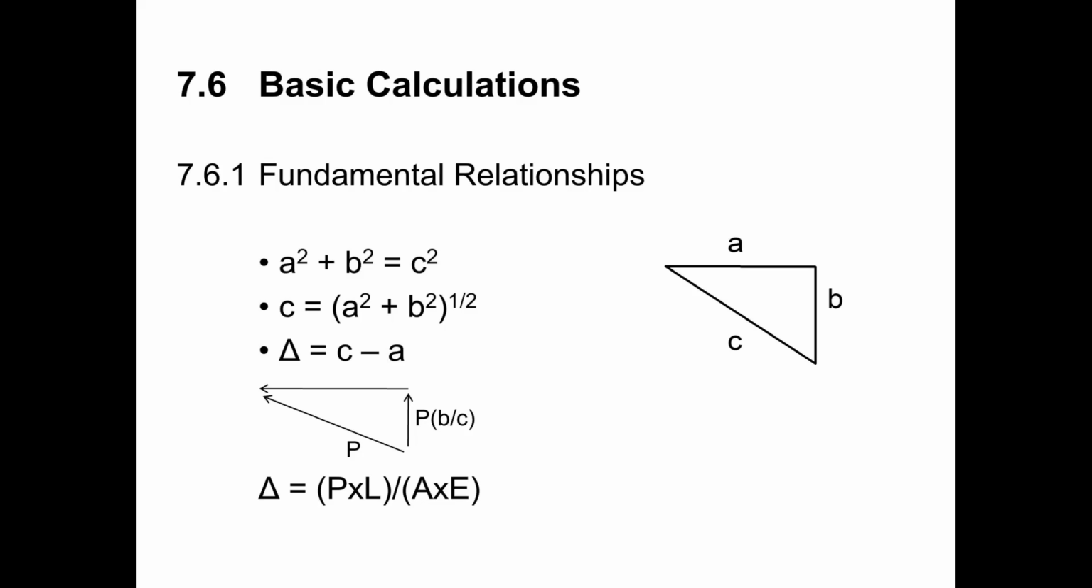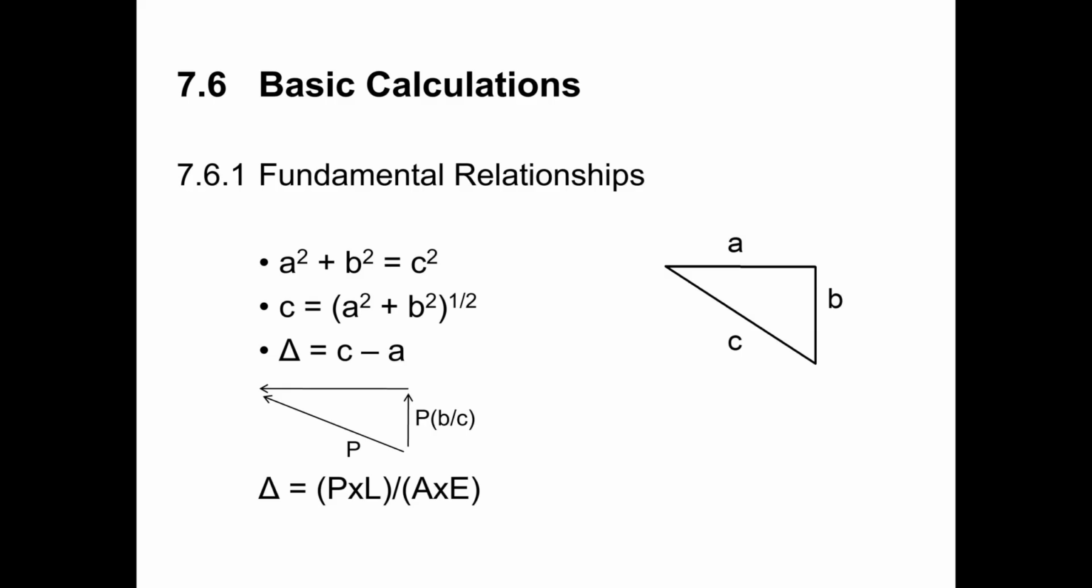So the vertical force is equal to P times B divided by C. That is the vertical force at our hold down device and at our hold up device. P times B over C. Now in your book at the top of page 713, it has that vector diagram showing P as your diagonal force and that the vertical force is P times B over C.